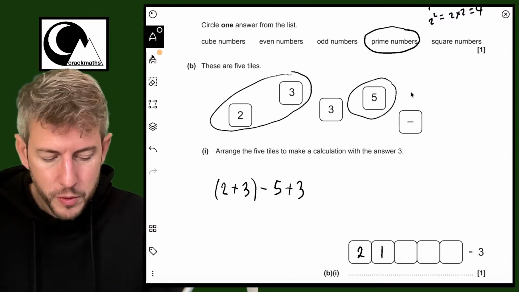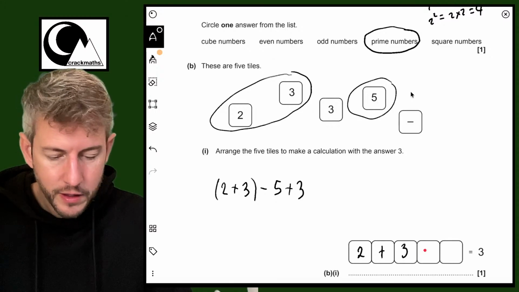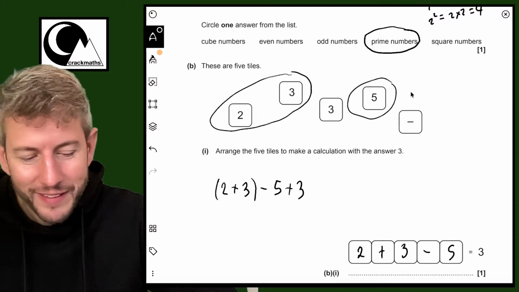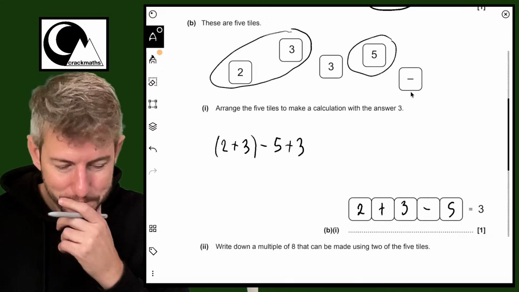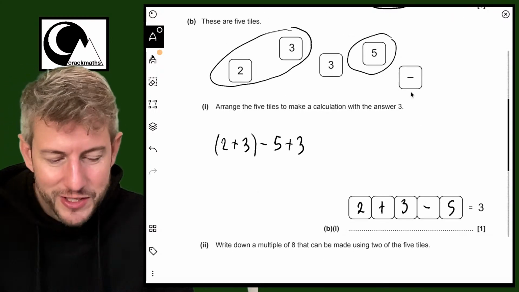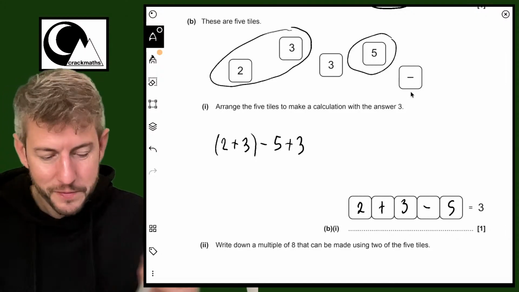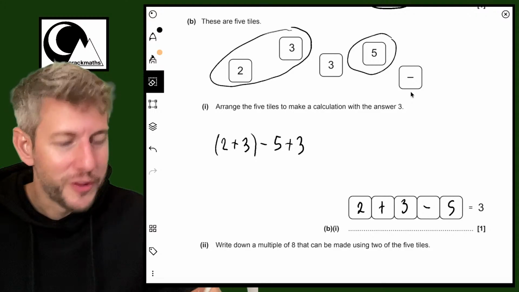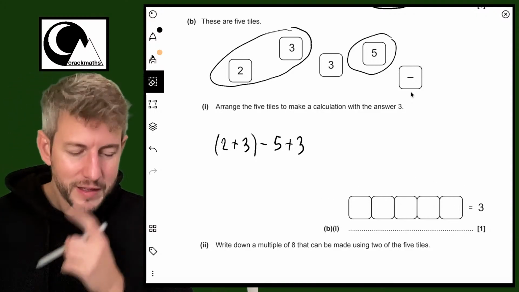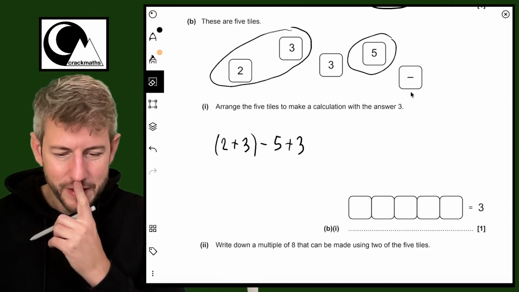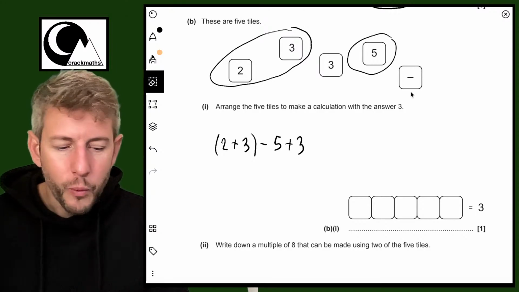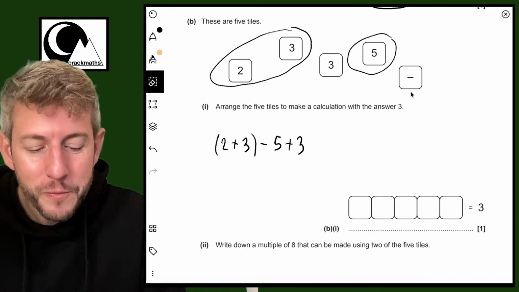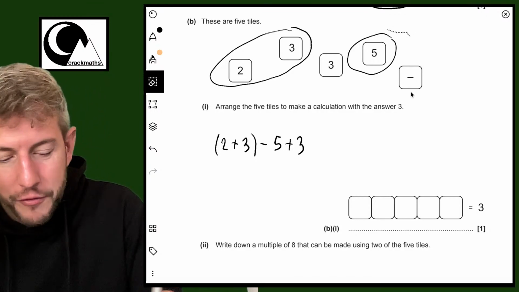So we've got 2, add 3, take away... Oh, no, that doesn't work. It doesn't fit. Oh, okay, that's interesting. What does it mean? Arrange these 5 tiles in a calculation with the answer 3. So that wasn't the way. Let's have another go. Oh, one second. We've got to use this minus as well. Right, so that's not what it meant.